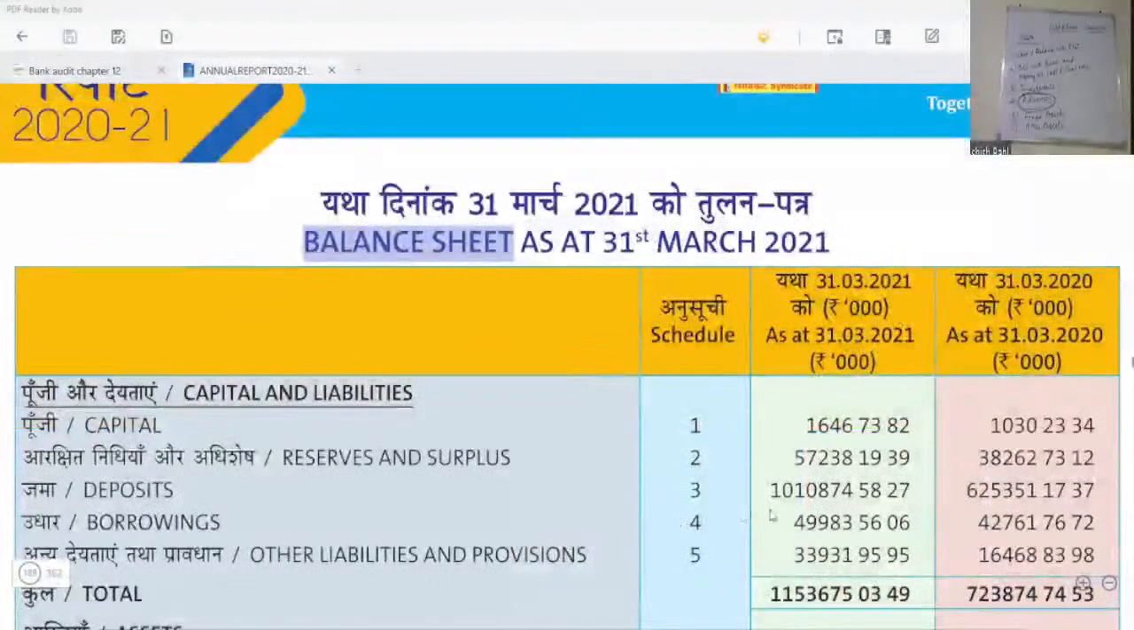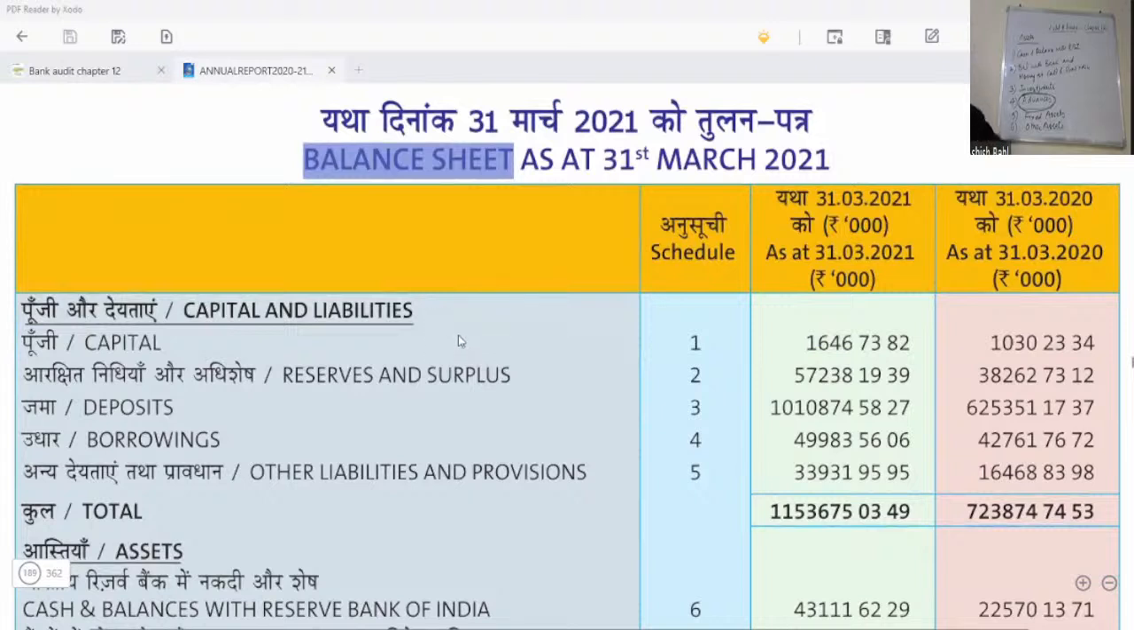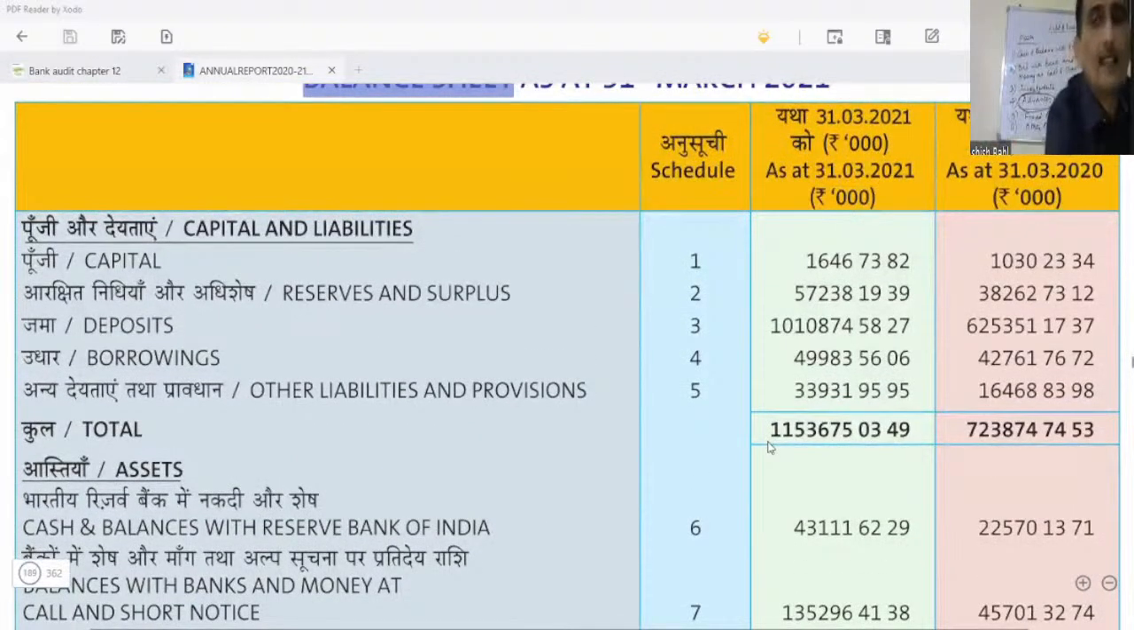So you are able to see the screen, guys? Now this is the balance sheet of a public sector bank. So what is written here? Capital and liabilities. Okay, this is the liability side. Here it is capital, reserve and surplus, deposits, borrowings, other liabilities, which we have discussed right now.